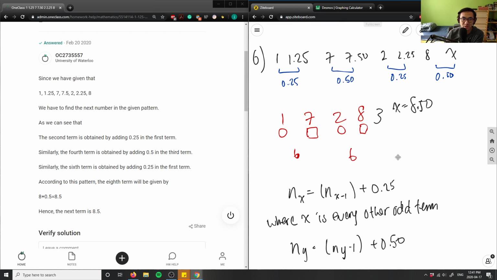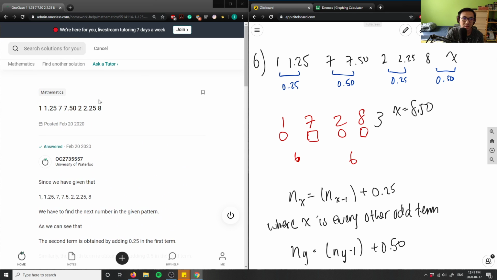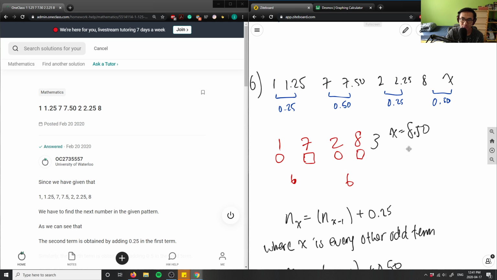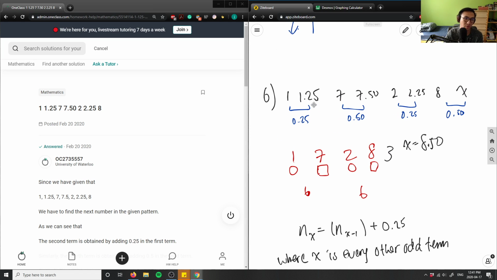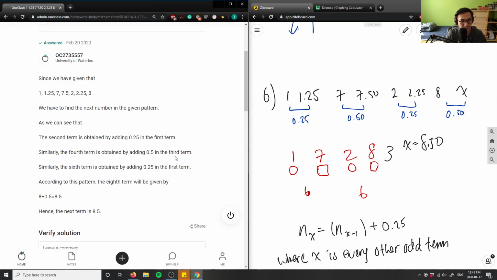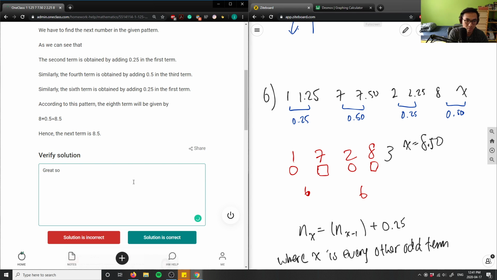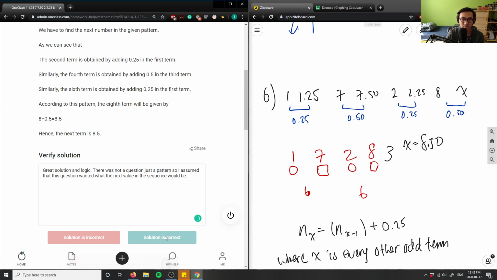And again, I'm writing an algebraic expression, but in reality, we actually don't have to do this. I don't know what this question was asking here. I'm just extending the problem to show you some type of algebraic expression to model this. But you can actually just simply use logic to figure this out. The next term would be 8.50, and then it'd be 3, and then 3.25, and so on and so forth. So I'll just say great solution and logic. There was not a question, just a pattern. So I assumed that this question wanted what the next value in the sequence would be. Solution here is correct.